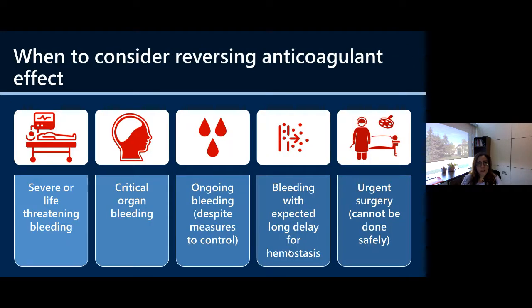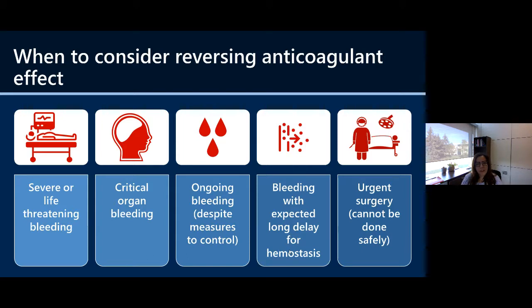So when do you consider reversing anticoagulant effect? Well, these are the common scenarios. Severe life-threatening bleeding, as we talked about, critical organ bleeding, obviously intracranial hemorrhage. We've had patients actually even recently with large pericardial hemorrhage, ongoing bleeding despite measures to control bleeding. So the patient's still bleeding and you still believe that they have anticoagulant on board, that's reasonable.